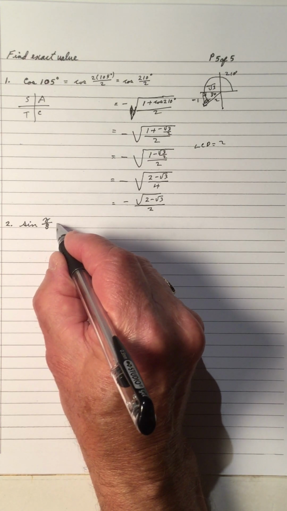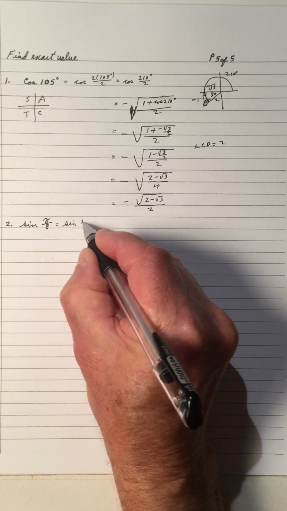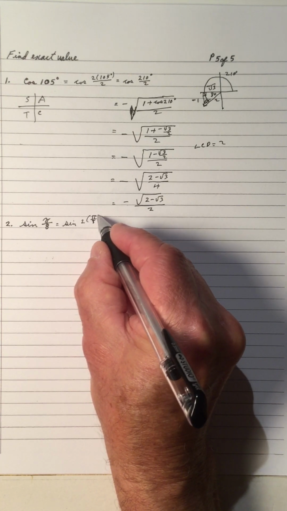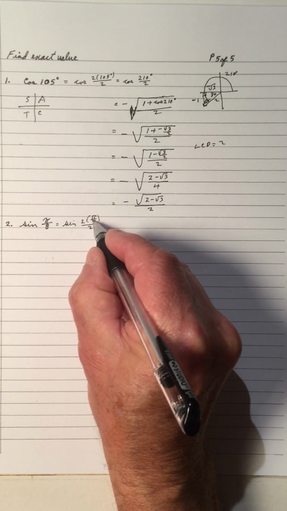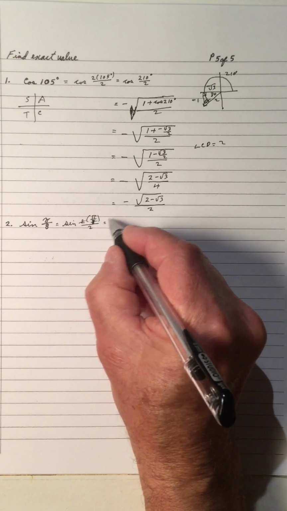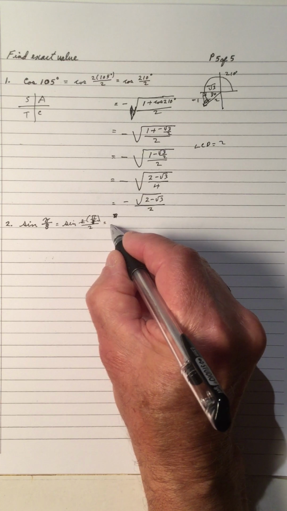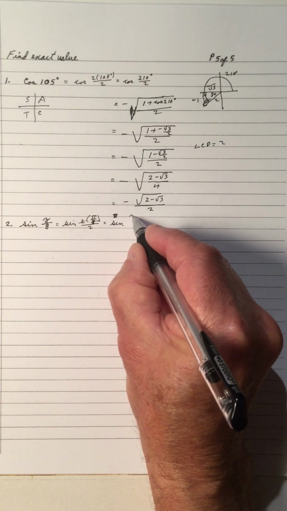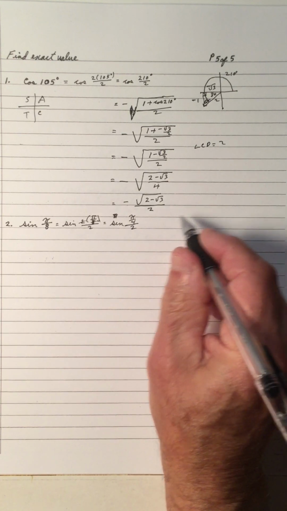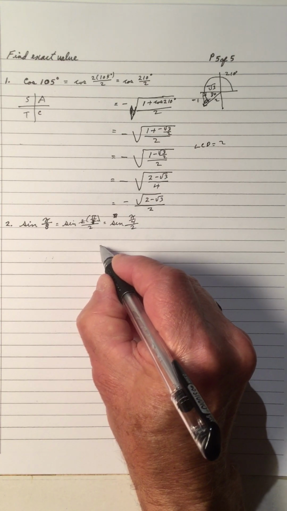Pi over 8 is the same as the sine of, multiply it by 2 and divide it by 2. So the 2's cancel with the 8 to make 4. So that gives us pi. Oh, I got ahead of myself. Sine of (pi over 4) divided by 2. And so that means we have a sine.